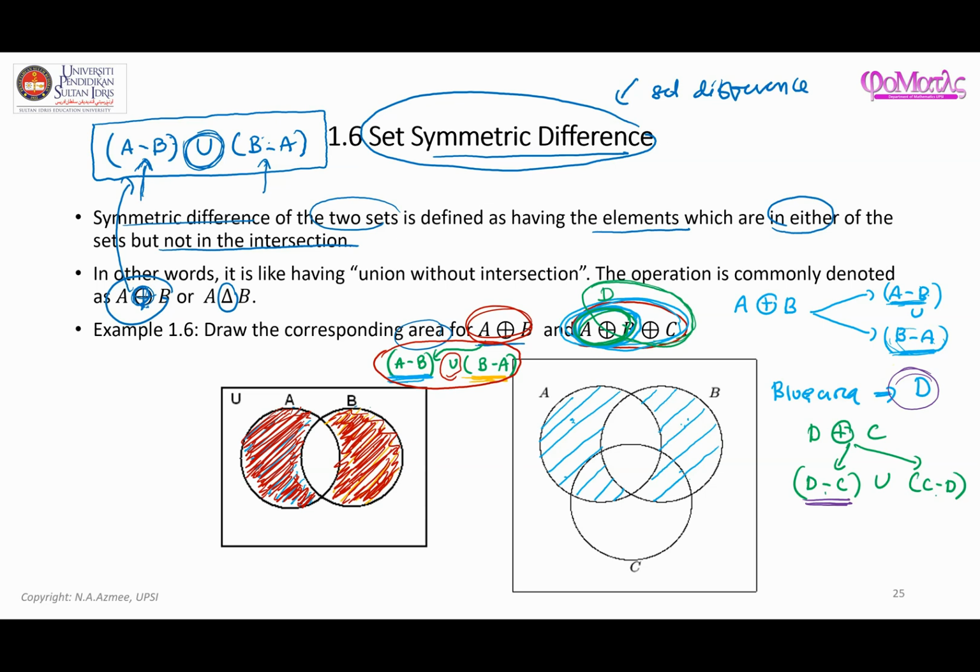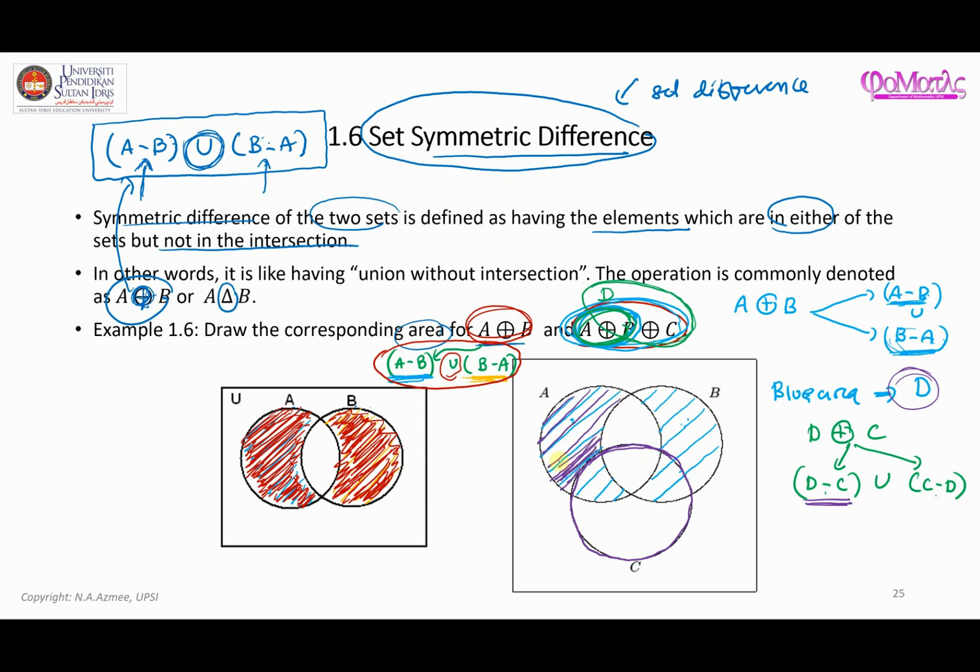So what is the area that is related to D but not in C? Where are the elements that are in set D but not in C? So this is C. So this is your C here. Therefore, the area where you have elements of D but not in C is going to be this area. Do you agree? So this is the area for set D.